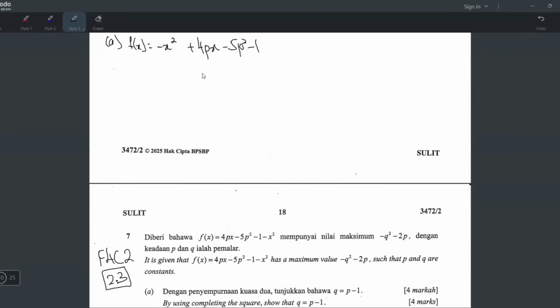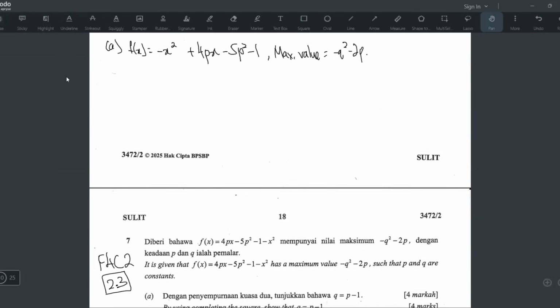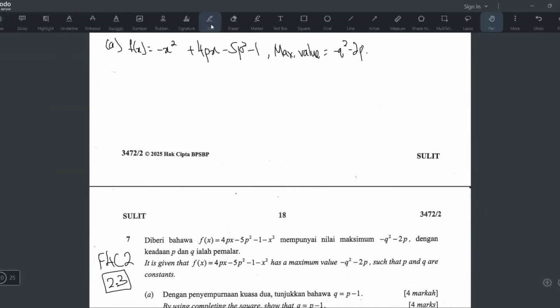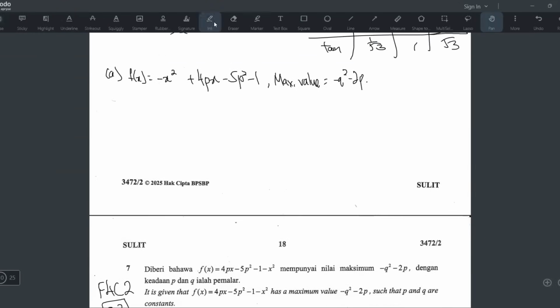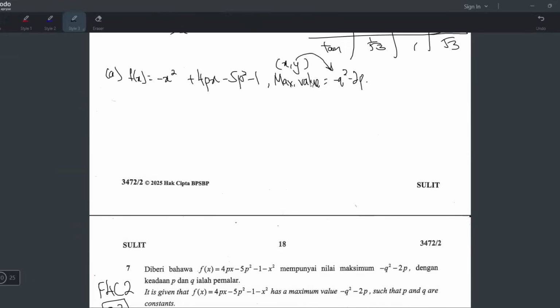Okay, now they said this f(x) has a maximum value -q squared minus 2p. So the max value is -q squared minus 2p. Wait, what is maximum value? Maximum value means the y coordinate of the turning point. So later, your turning point will have x and y, right? But the y coordinate will be this. That's what it means.